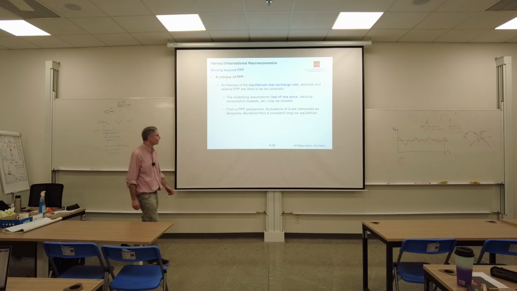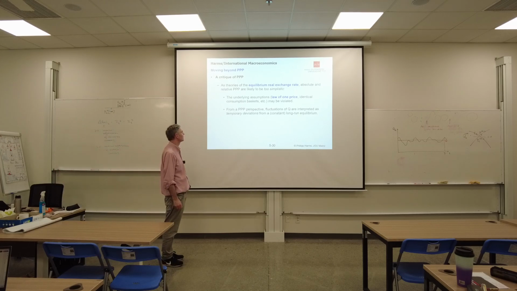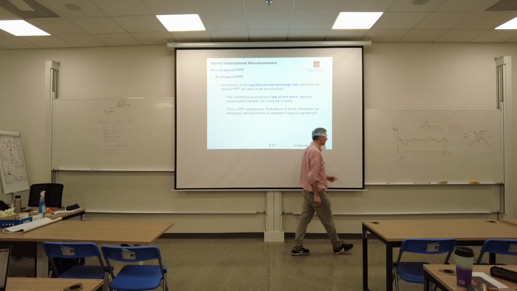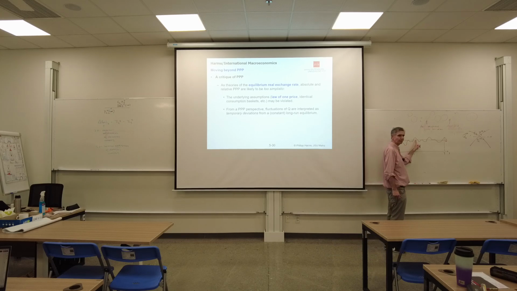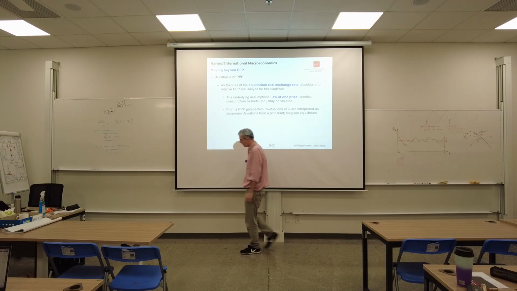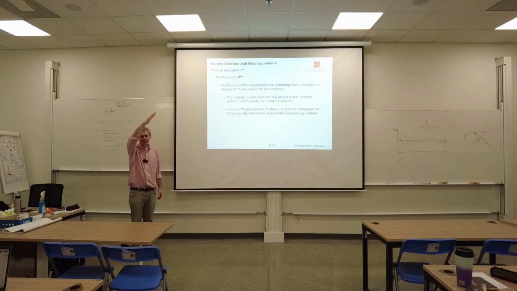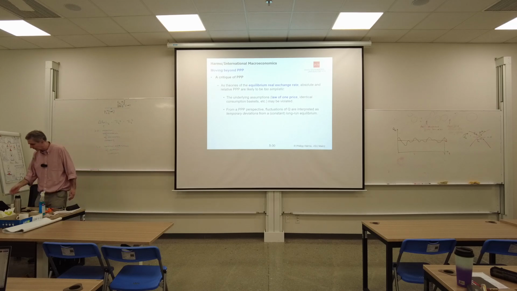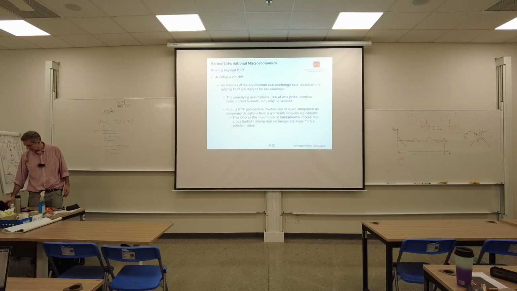Secondly, from a purchasing power parity perspective, fluctuations of Q are interpreted as temporary deviations from a constant long-run equilibrium. So when this goes up, then you say it will go down again. When it goes down, you say it goes up again. But I will later show you examples where you had a massive trend in the real exchange rate. And that in turn is not compatible with there only being temporary deviations.